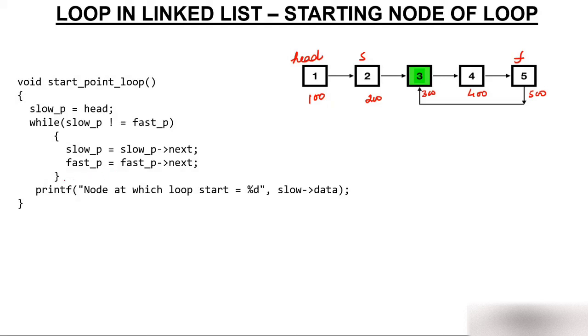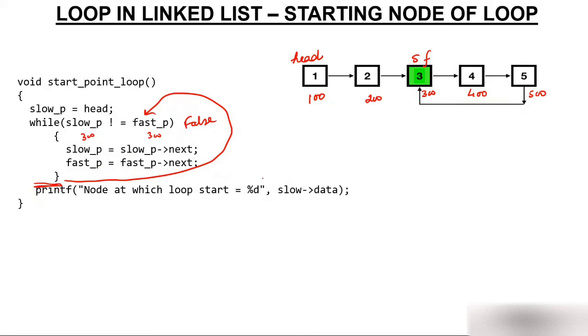I'll again check the while condition. Is slow not equal to fast? Slow is at 200 and fast is at 500. Yes, slow and fast are not equal, so the condition becomes true. I'll go inside, increment slow by 1 and increment fast by 1. So slow will come here with slow next, and fast with fast next will come here. Again I'll check the condition. Is slow not equal to fast? Now the condition becomes false because slow is also at 300 and fast is also at 300. The moment the condition becomes false, I'll come out, and you can see that now slow and fast are at the node from where the loop started.